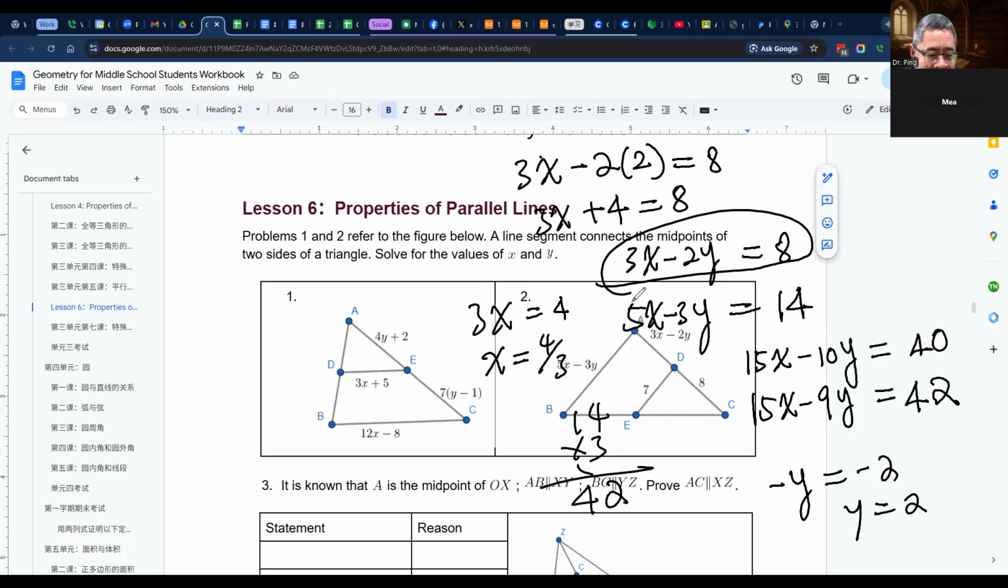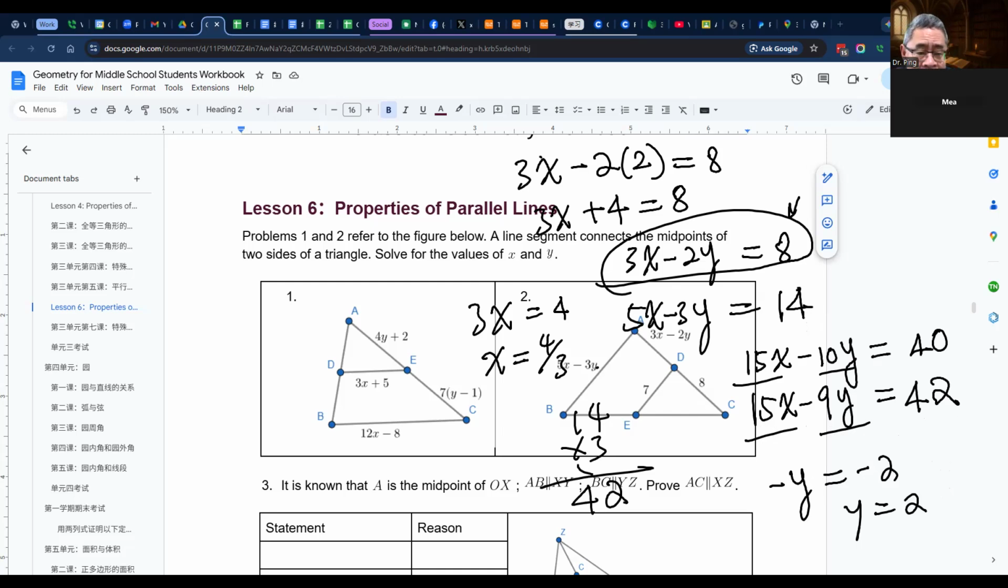Somewhere is not right. Okay, let me go back, check it. 3x minus 2y equal to 8. Bottom 14, we times 3. 5 times 8 is 40, and 15x, 10y. That's good. Then we times 3 on the bottom, 15x and 3 times 3, 9. 3 times 14, it is 42. So now top minus bottom, negative y equal to negative 2. Then y is 2.